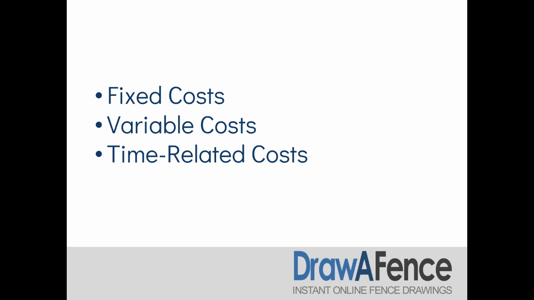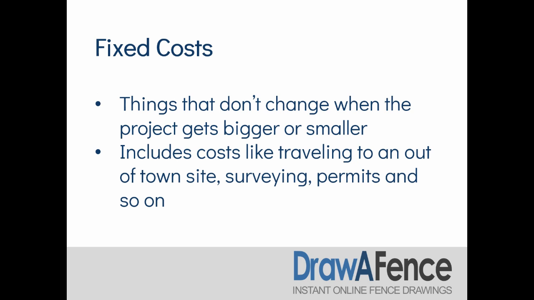And rather than quoting everything as a lump sum, which you might do when you're a smaller company and doing smaller jobs, once you start getting into the bigger things, you want to start splitting those apart. So let's look at what they are. So fixed costs are the things that don't change when the project gets bigger or smaller. This includes costs like traveling to an out-of-town site, surveying, permits, and so on. These are all the things that you will pay for once.